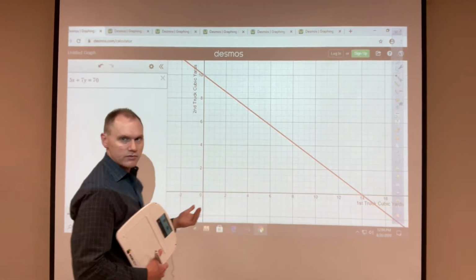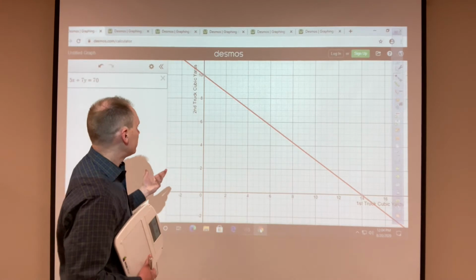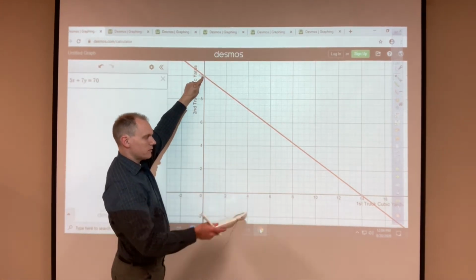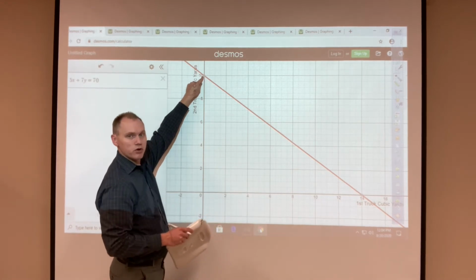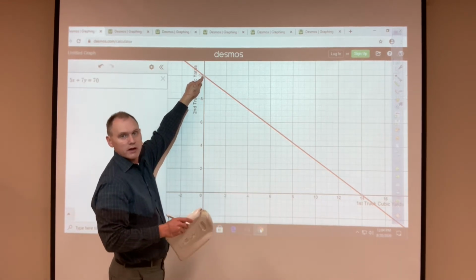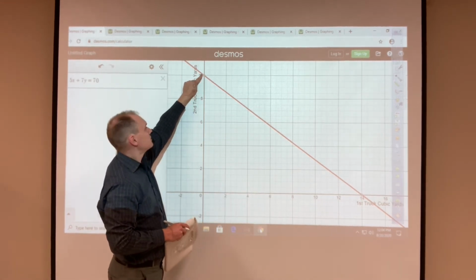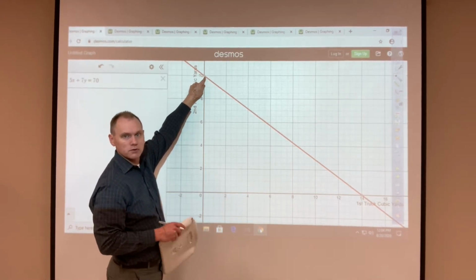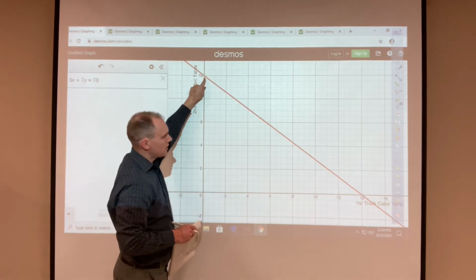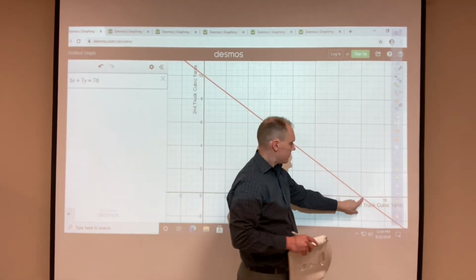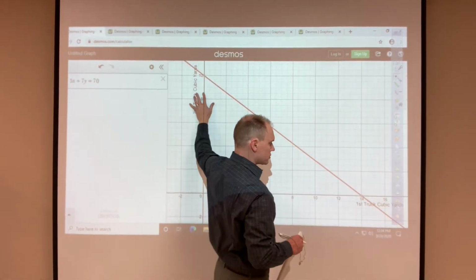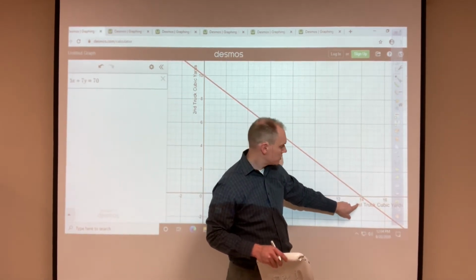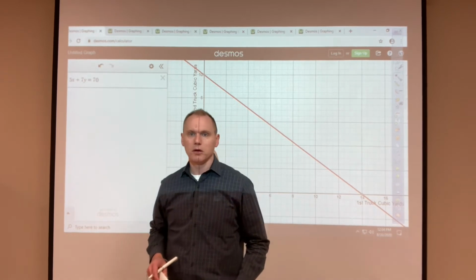Overall, they took 70 cubic yards. Let's look at the y-intercept here. If the first truck took 0 cubic yards each trip, so basically they didn't carry any sand, that means that the second truck took 10 per trip. It had 7 trips, so that would be the total of 70. If the second truck took none each time, that would mean that the first truck took 14 each trip.